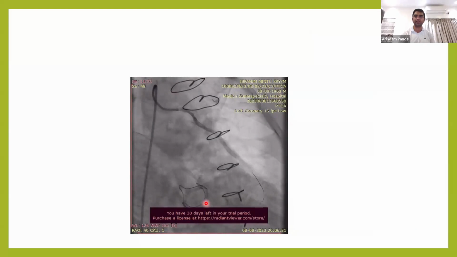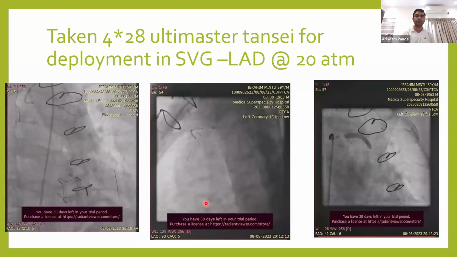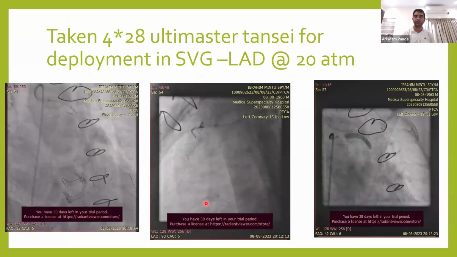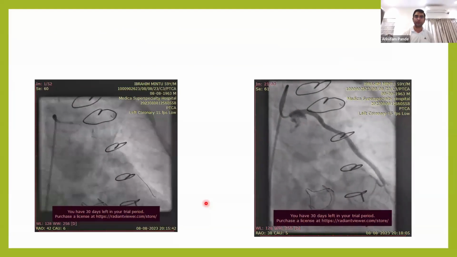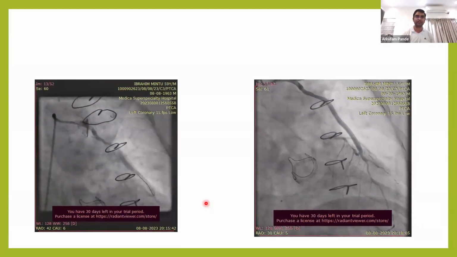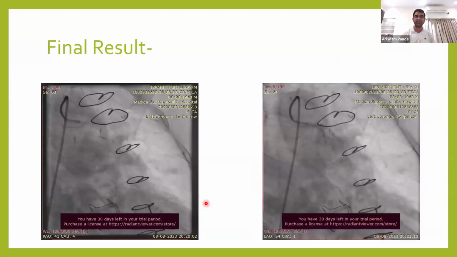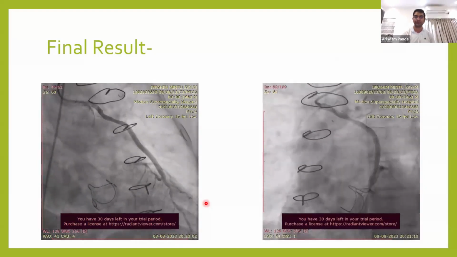You can see the LAD. It was a big LAD, totally occluded. Then we took a 4 millimeter stent, deployed at 20 atmospheres. And this was the result. The procedure was done around 6 months back, and the patient is doing good. This was the final result.